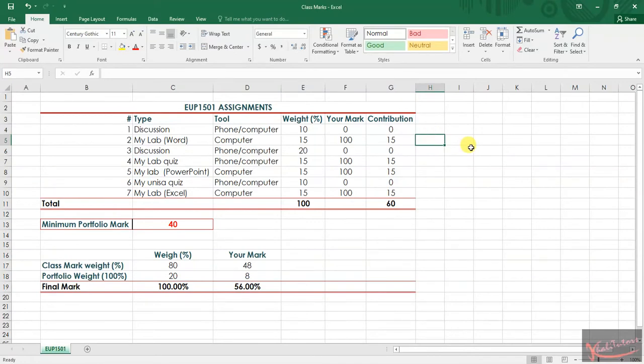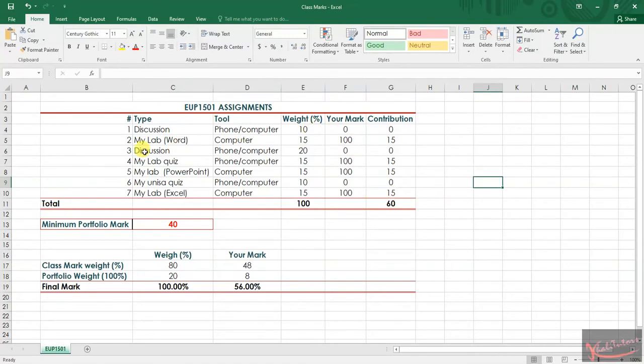I'm saying this because MyLab assignments are the easiest. That's where you're supposed to get 100%. For all MyLab assignments, I expect that everyone will get 100%. And if you can do that, you don't really need to do assignment 1, 3, and 6, because you can easily pass the module.